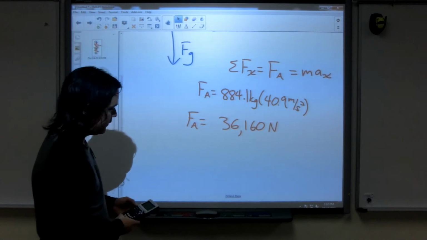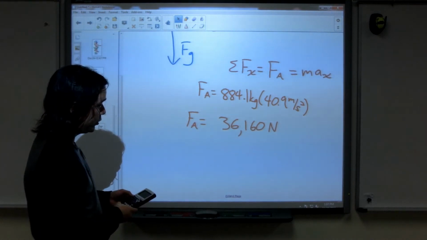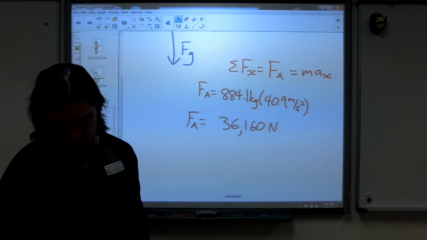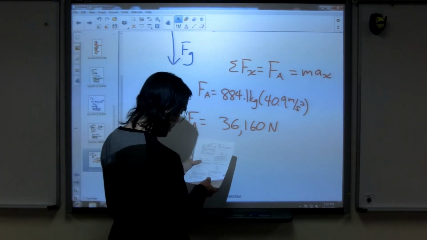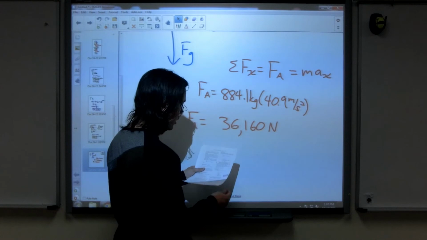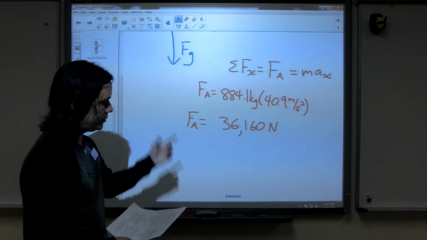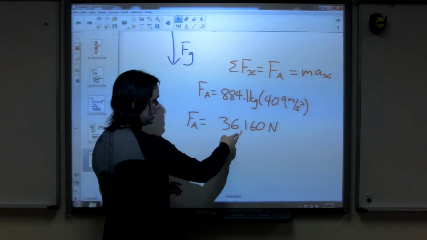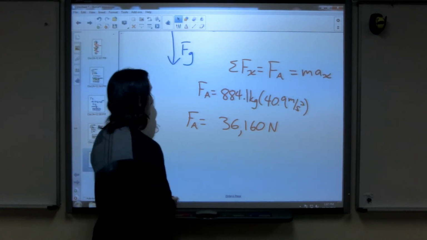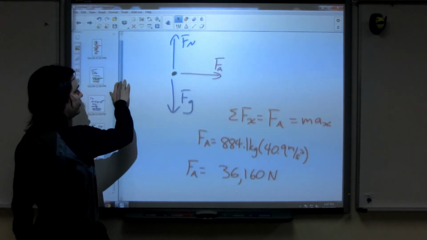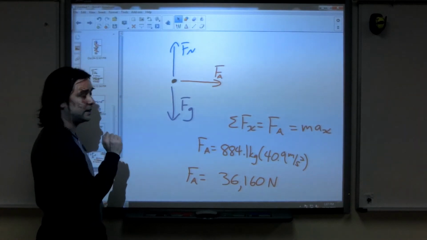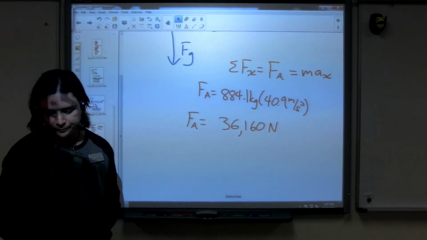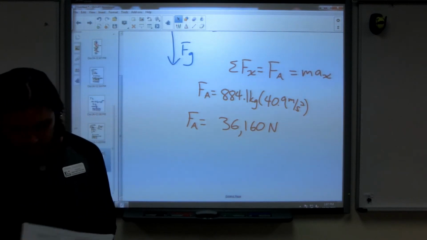To three significant figures, I'd round that to 36,200 newtons. It should probably accept both of them. The actual online value that they have is 36,180, so it should accept any of those answers. To three significant figures, this would be 36,200. We can find this because it's the only force acting in the x direction, so we're finding basically the net force.